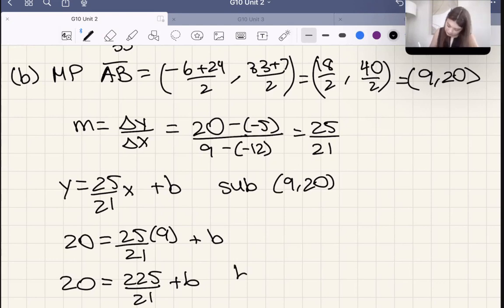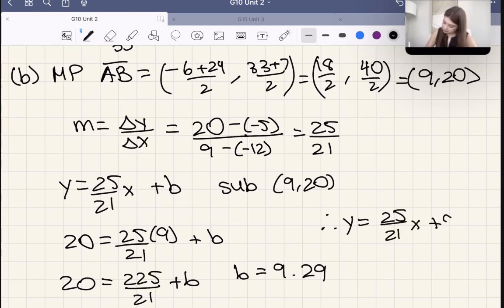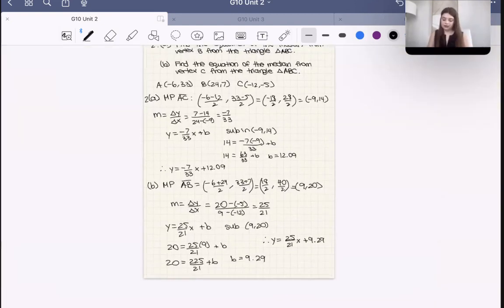So b is going to be about 9.3 approximately, or 9.29. Either one of those I think is fine. And so therefore, our final equation is y equals 25 over 21x plus 9.29. And there is our final answer. Very good.